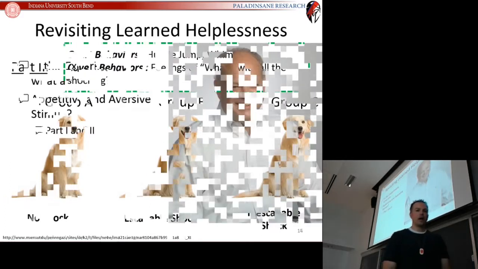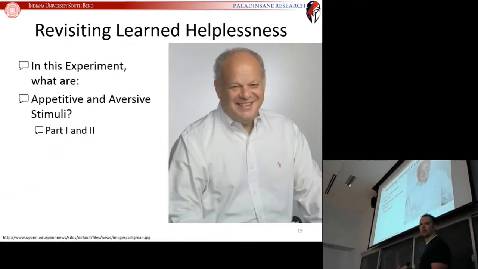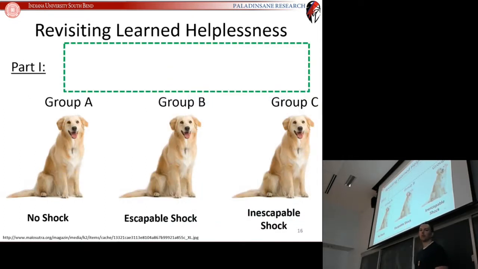All right, appetitive and aversive stimuli, part 1 and part 2. So for part 1, let's start with the aversive stimulus. What's the aversive stimulus? The shock. So the shock was an aversive stimulus. And the only reason that we know that the shock was an aversive stimulus is because of group B. Because group B actively avoided the shock. They went and pressed the panel, and because of that, we know that shock is an aversive stimulus.